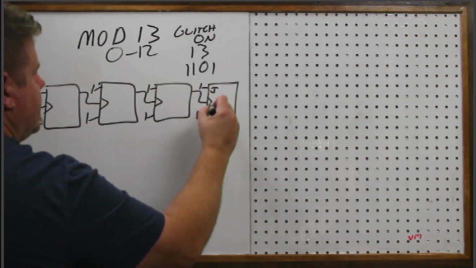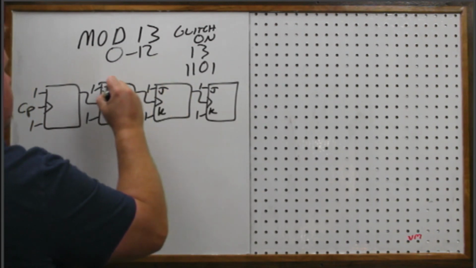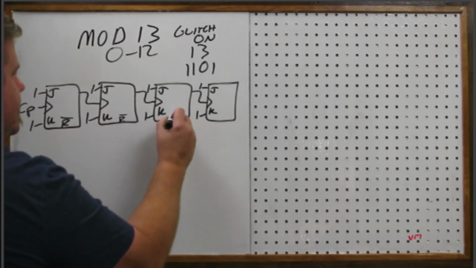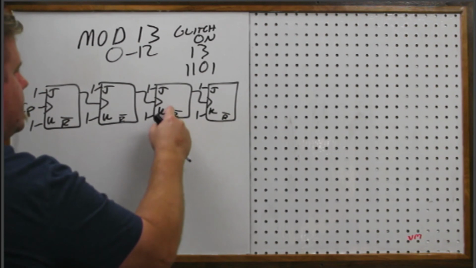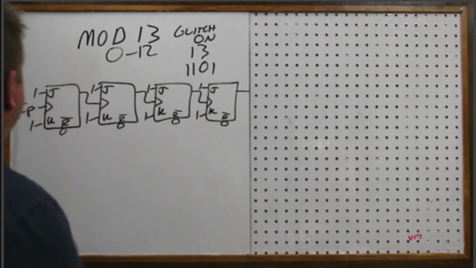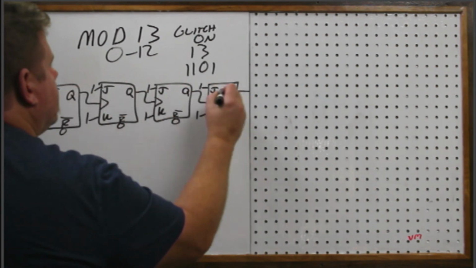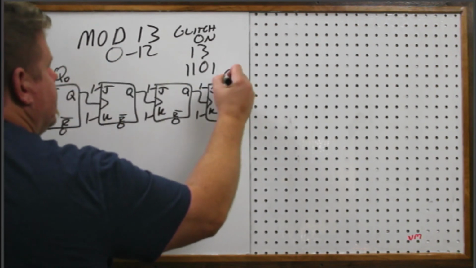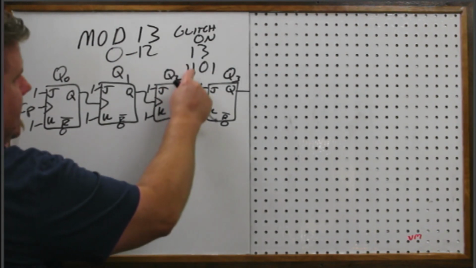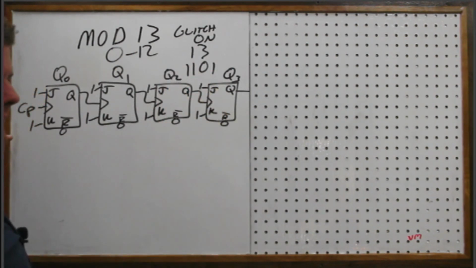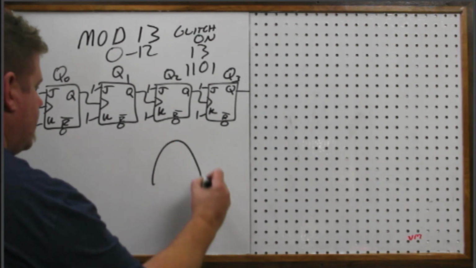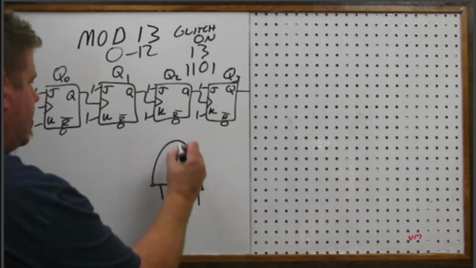Those are all high, J, K. Asynchronous reset at the bottom of each. And a Q out of each one. This is Q0, this is Q3, this is Q2, this is Q1. Okay? So this is Q3, 2, and 0 all need to be ANDed together. So this time I'm going to allow myself the luxury of having a 3-input NAND gate.